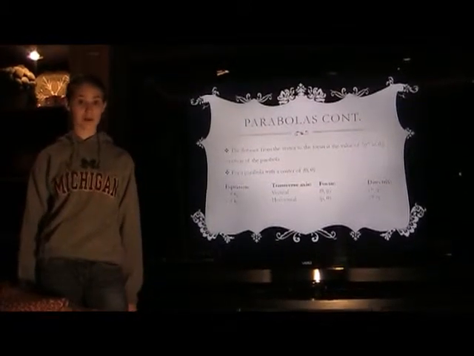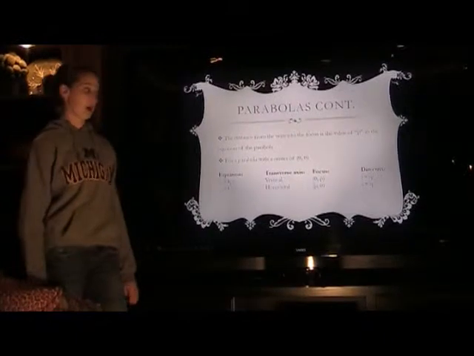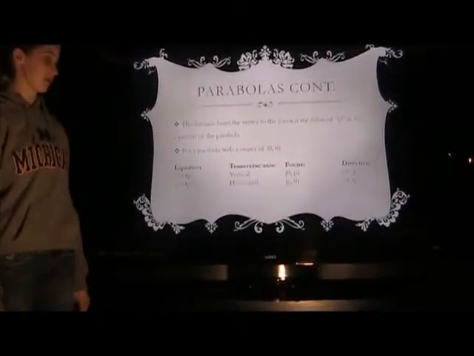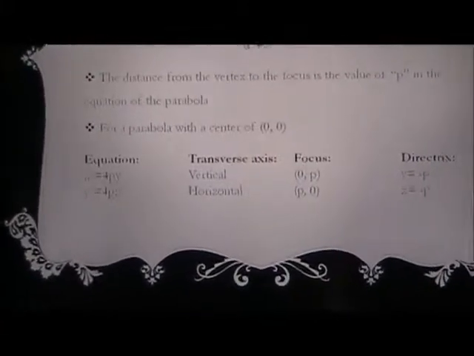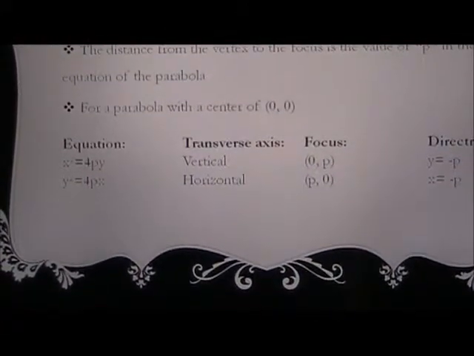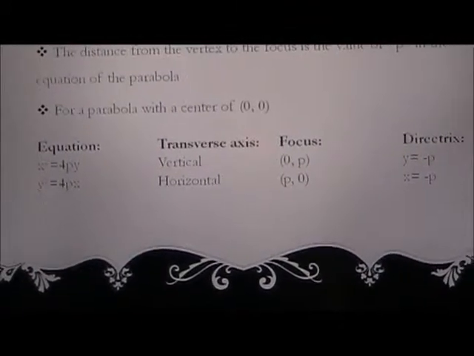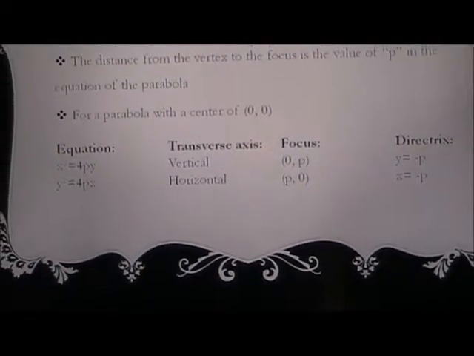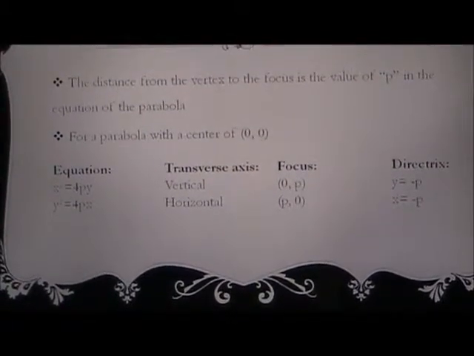For a parabola with the vertex at (0, 0), the equation is x squared equals 4py if the transverse axis is vertical. The focus is (0, p), and the directrix is y equals negative p. For a transverse axis that is horizontal, the equation would be y squared equals 4px, and the focus would be (p, 0), with the directrix being x equals negative p.